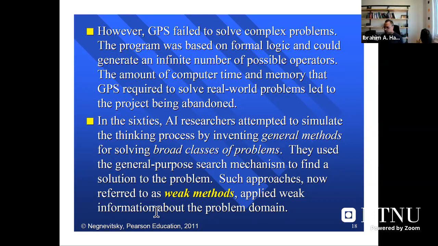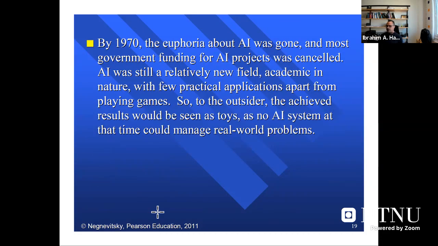In 1960, AI researchers tried to simulate the thinking process by inventing general methods for solving broad classes of problems. They used general-purpose search mechanisms to find solutions to problems. We call them weak methods. As I told you, weak methods are methods developed for solving very well defined problems. If you have a very small problem you want to solve, and you develop AI for solving it in a very narrow domain, you can call it a weak method. But if you go for unsupervised learning, it's a strong AI, in fact, right? So it's a trade-off between how much knowledge you have and the complexity of your algorithm.